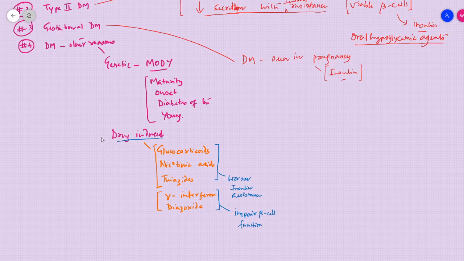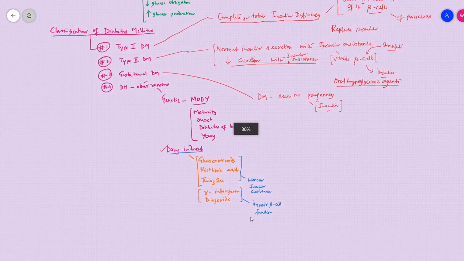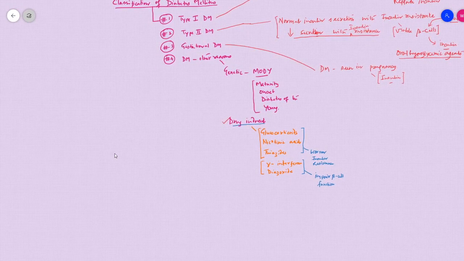And diabetes mellitus due to other reasons, we have listed, prime among them being drug-induced diabetes mellitus. Glucogenic drugs is what we have listed out here. So that is the classification of diabetes mellitus.